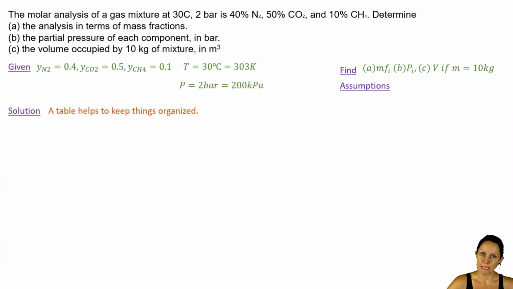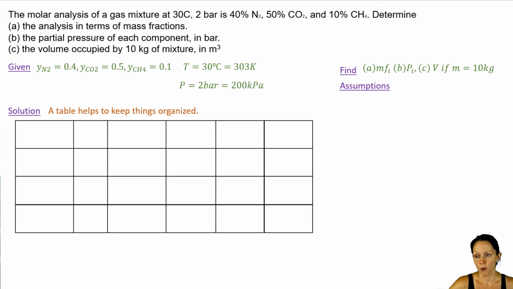A lot of times a table is really useful for just keeping your information organized. So in the first column, you're going to put the component, and you've got 3 components. The next column, you're going to put your mass, and I've put what my units are, so I don't have to write my units over and over again. I don't really have any information about mass, so I'm just going to skip that and come back to it.